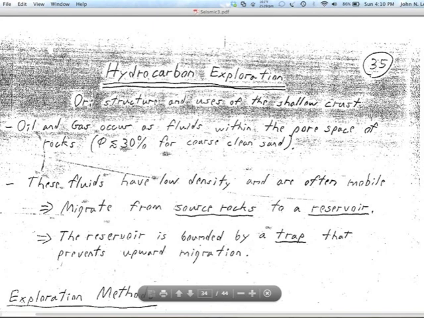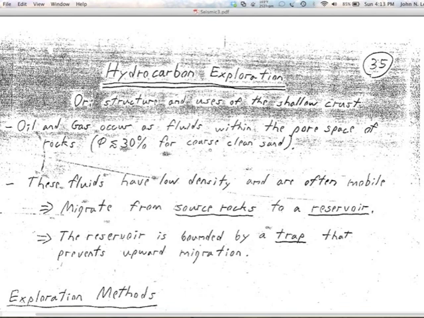And I just want to mention real quickly hydrocarbon exploration, which is really the endeavor that most geophysicists in the world are involved in, and one of the most successful. So this is oil and gas exploration, done with both seismic and electrical and also potential field techniques, but mainly seismic. Like other resources, oil and gas occur as fluids within the pore space of rocks.